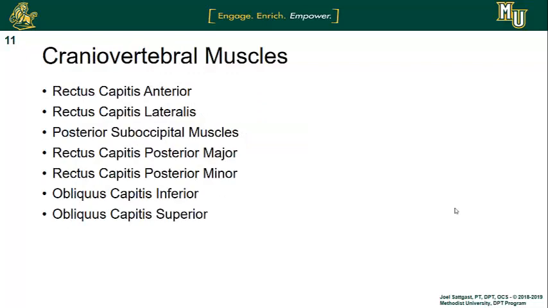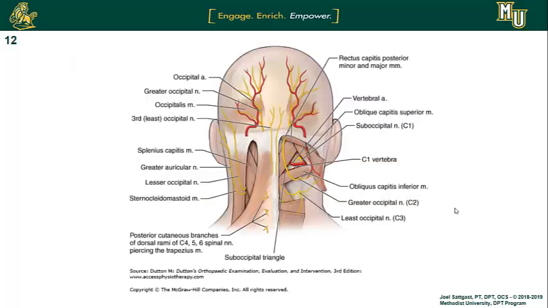For the craniovertebral muscles, this is important because these are often areas of pathology, specifically after more traumatic events such as a whiplash or a fall or something along those lines. We have the rectus capitis anterior as well as lateralis. We have the posterior suboccipital muscles, rectus capitis posterior major and minor, and then obliquus capitis inferior and superior. You can see most of those on this image from Dutton.